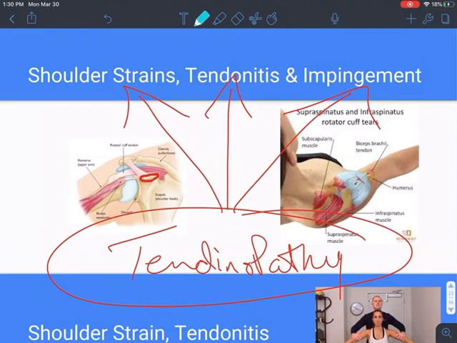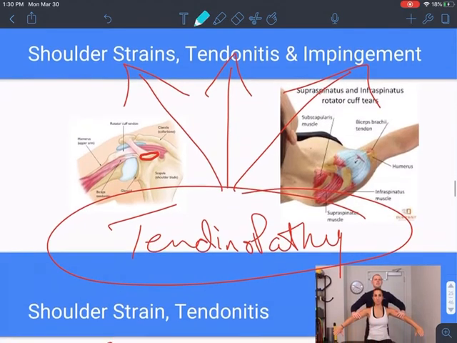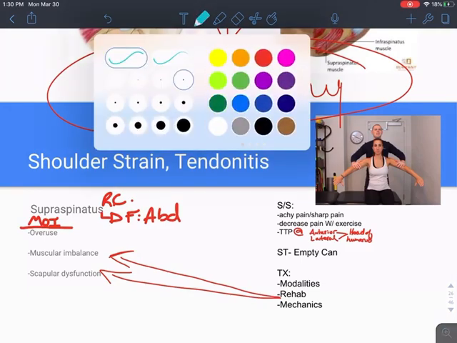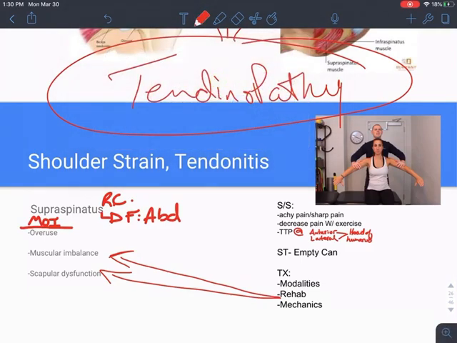So tendinopathy, right? We're talking about the shoulder. Shoulder strains, tendinitis. A strain is more acute, where tendinitis is chronic.